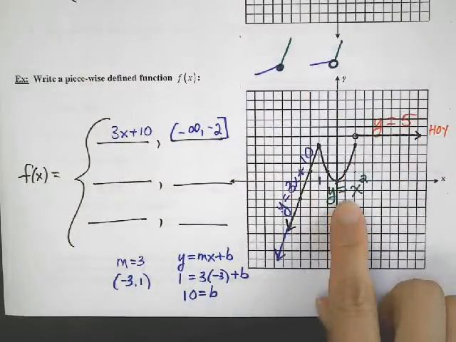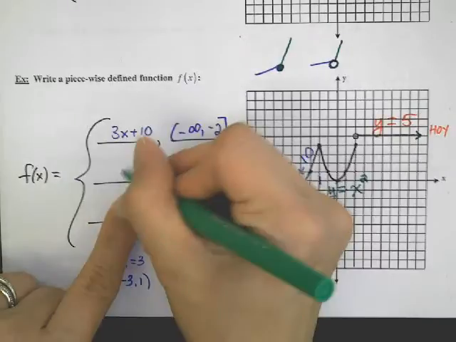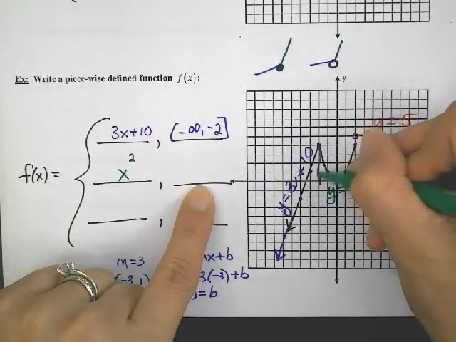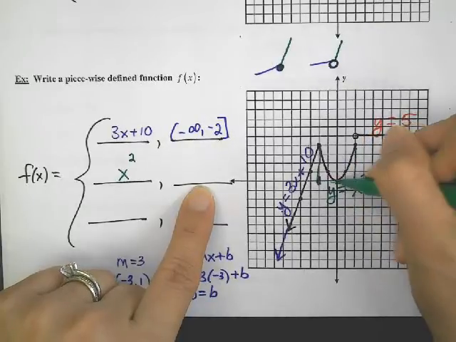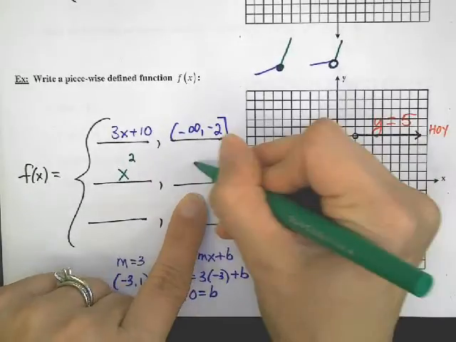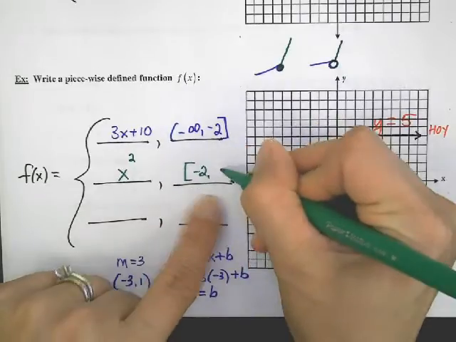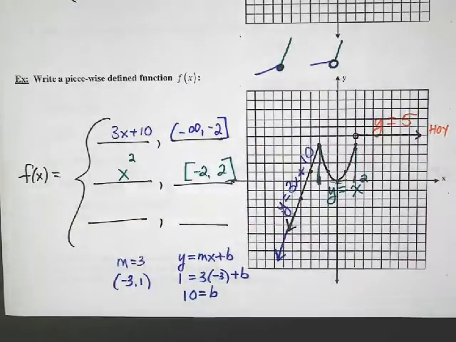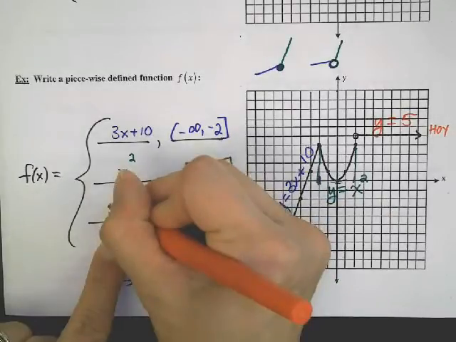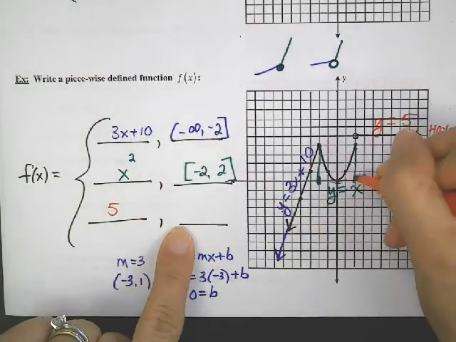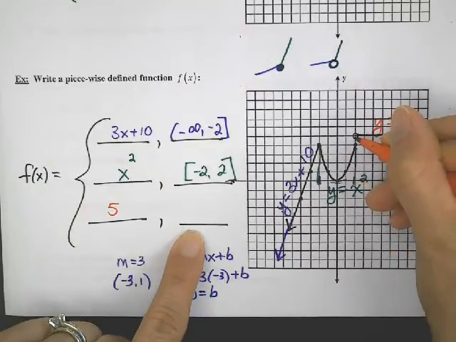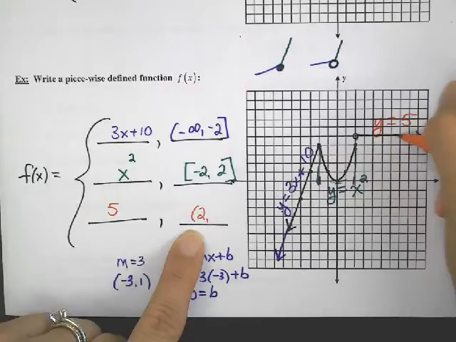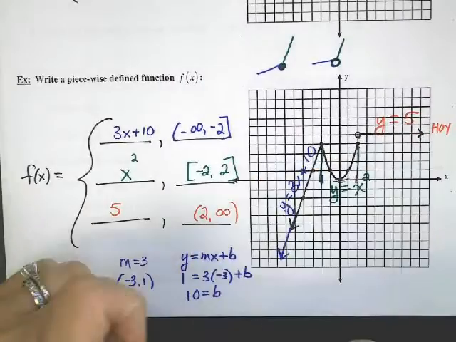Let's take a look at the next one here. The parabola. Y equals, all we need is x squared. And this parabola goes from -2 all the way up to +2. I'm going to put brackets on -2, +2. And the last one right here, y equals, all I need to put is the 5. It starts at 2 with an open bubble, so I'll do parentheses from 2 all the way until infinity.